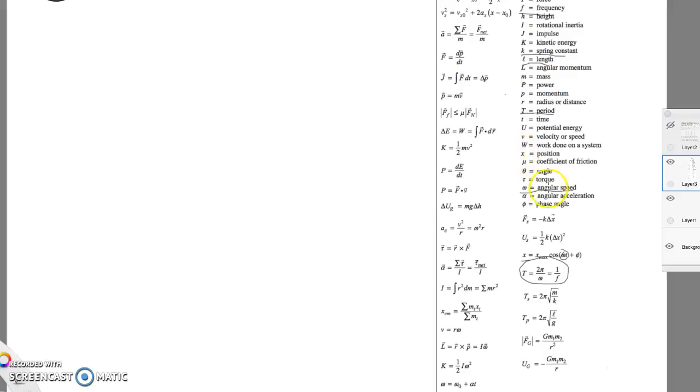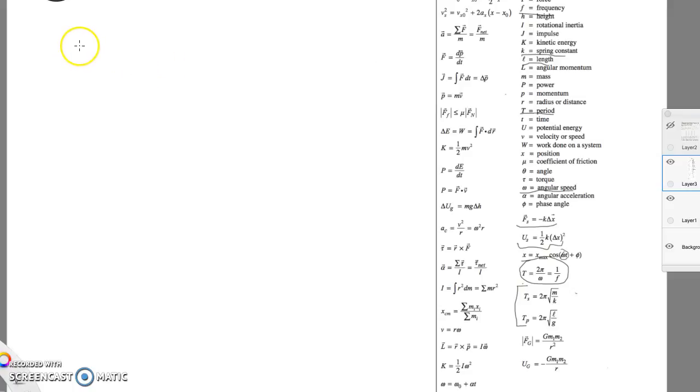And then in addition, some other important stuff: energy stored in a spring, Hooke's law. And then here are the period formulas for springs and for pendulums. And there's some other stuff that's not on here that's really important to remember. The first is the conditions for simple harmonic motion.